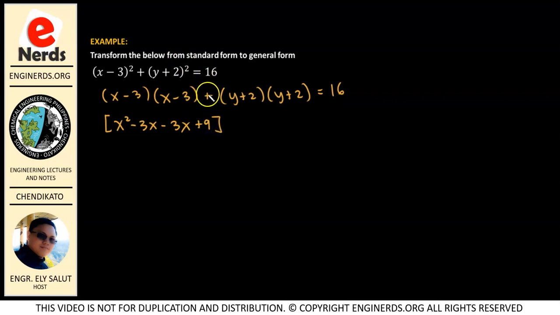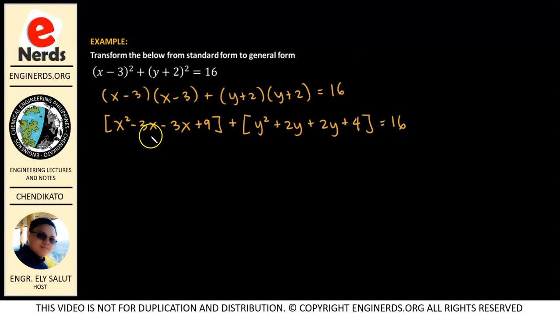Okay? So, we're going to add this time the binomial times binomial of y plus 2. Okay? So, FOIL method uli ang ating gagamitin. Y times y will be y squared. Y times 2 will be plus 2y. Y times 2 is another plus 2y. Then, 2 times 2 will be 4. And this is equal to 16.